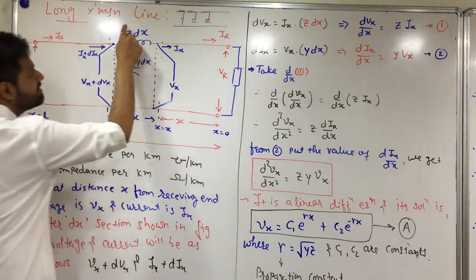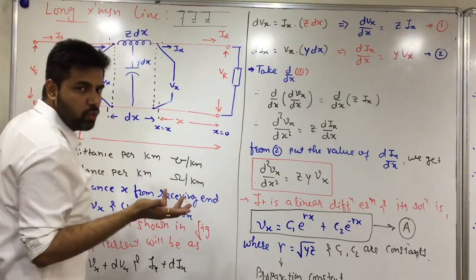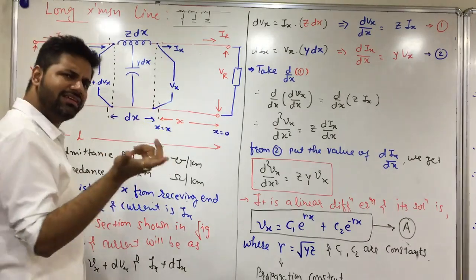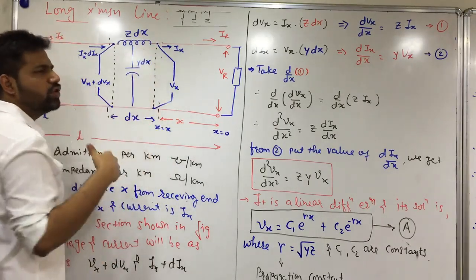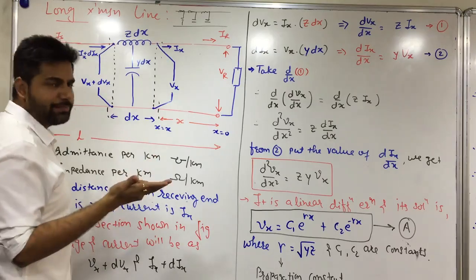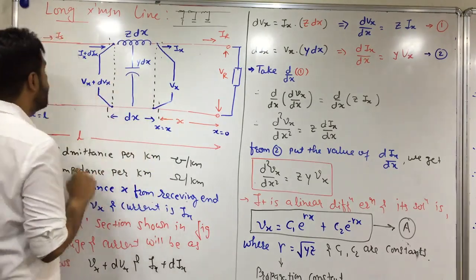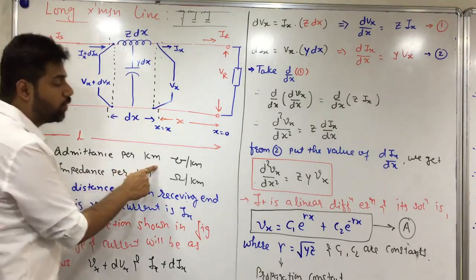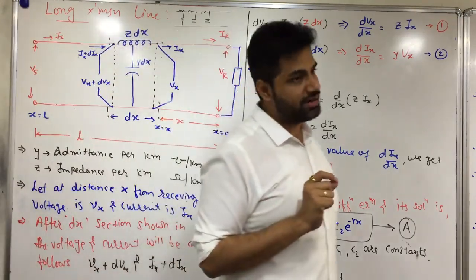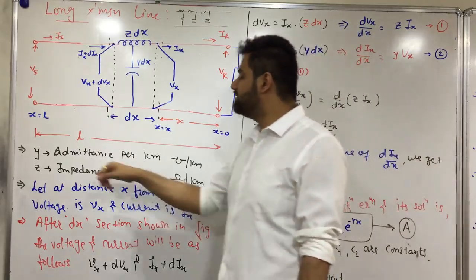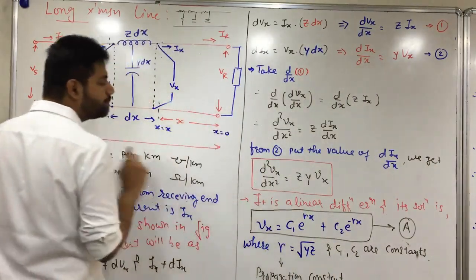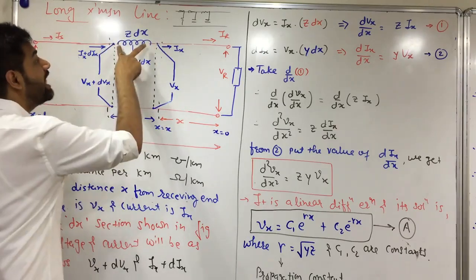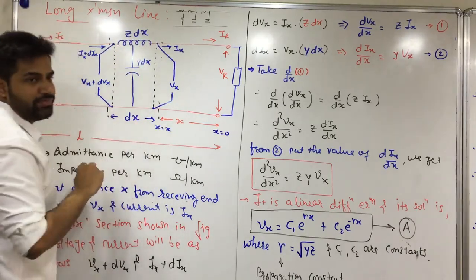Now here I am considering Z. Basically I have inductance only, but resistance is also there, right? When you talk about a conductor, there is a resistance. And here you also have conductance and susceptance, so you have admittance. So y, small y, is admittance per kilometer, mho per kilometer. And z is impedance per kilometer, which is ohms per kilometer. So this is z into dx, which gives the value of impedance in the dx region.